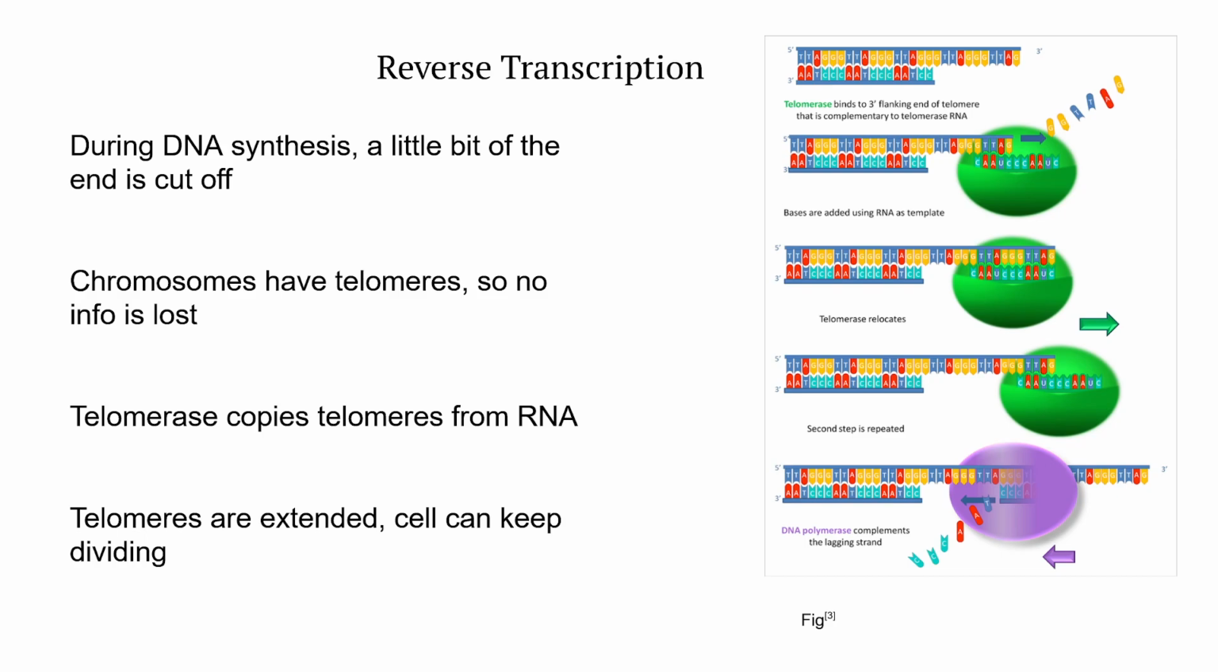But wait, what happens when the telomeres run out? I hear you ponder, you inquisitive listener, you. Well, that's when the cell enters senescence. It stops replicating and it eventually dies. Forever.